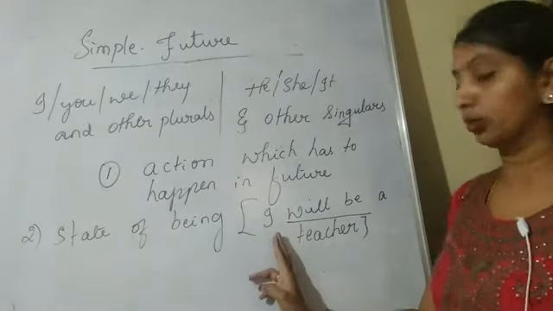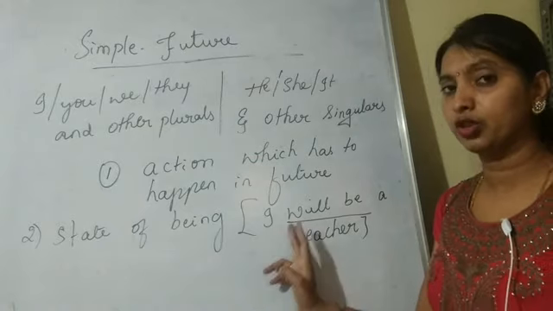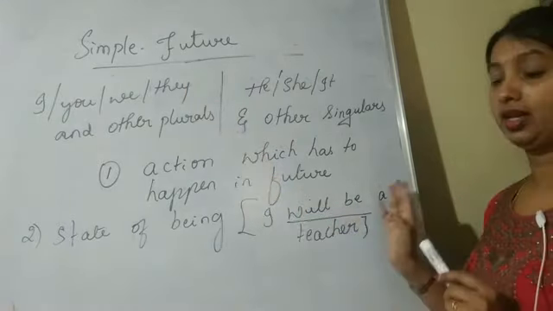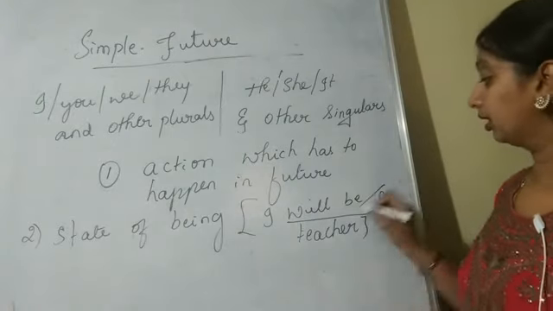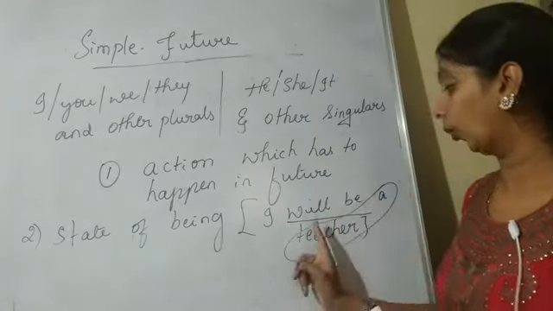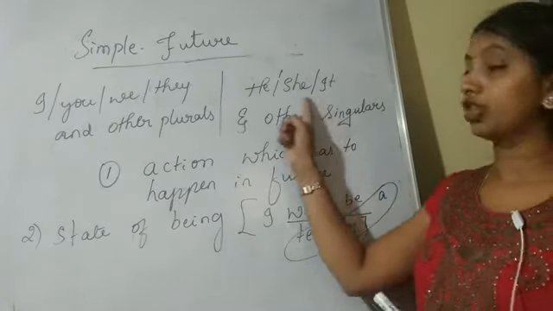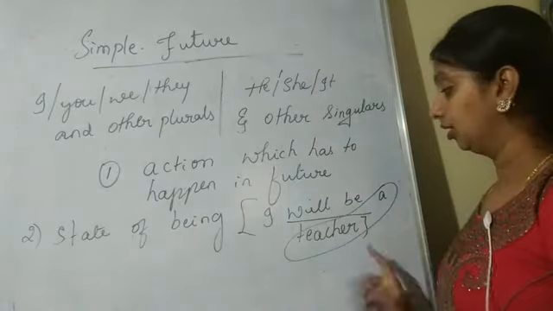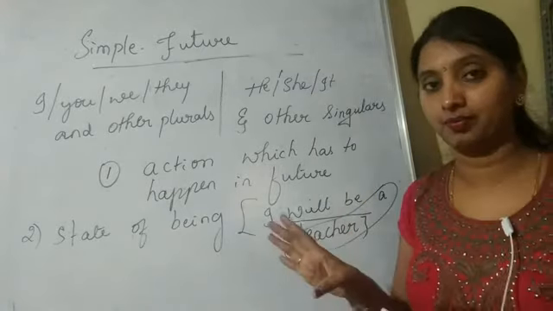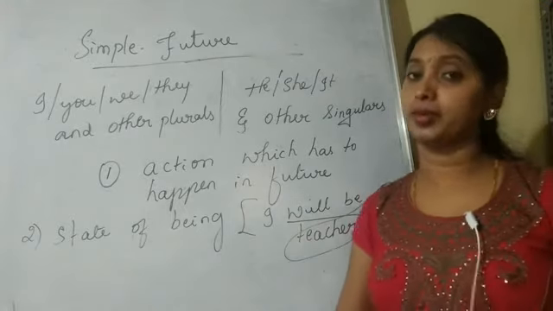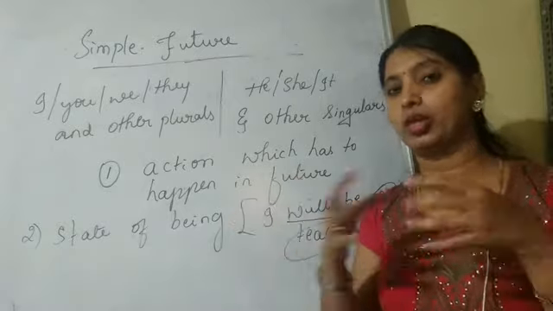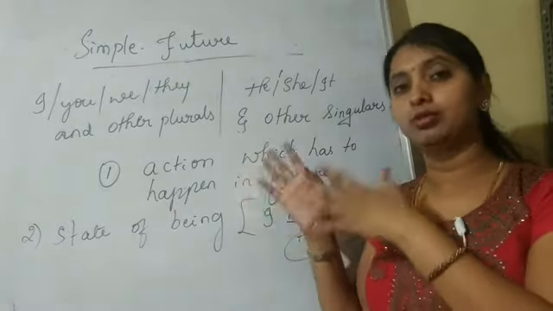If I take you, what will be the answer? You will be a teacher. They will be teachers, because they means plural. He will be your teacher. She will be your teacher. So this is the way we need to make sentences for simple future. I hope you understood simple present, simple past and simple future. We'll do one thing, we'll combine all the sentences and we'll see how we need to use it.